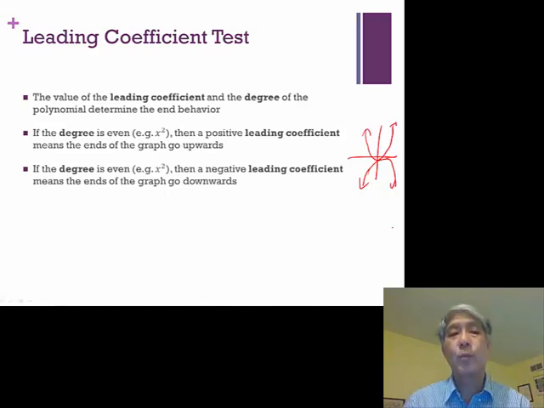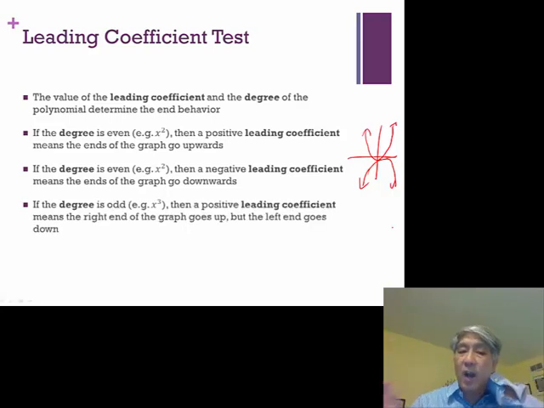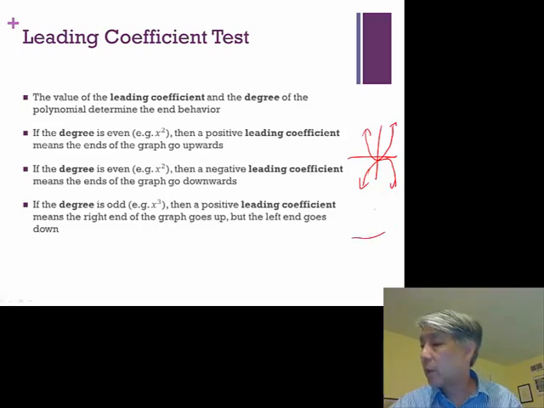Okay, so that's what happens when my degree is even. Taking a page from Dr. O's lessons, he had this situation where you went faster, faster, slower, slower. We're going to do the same thing here, except in our case, it's even, even, odd, odd, because when we have an odd degree, like x cubed, then a positive leading coefficient means the right end of the graph goes up, but the left end goes down.